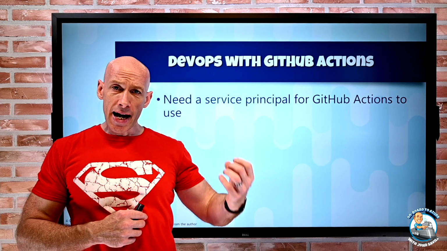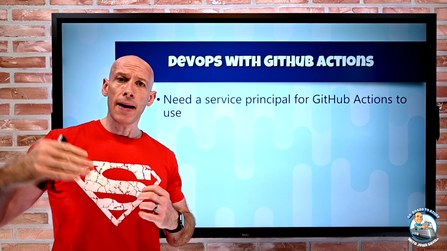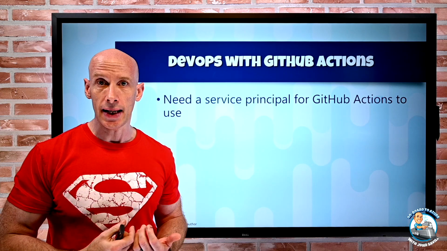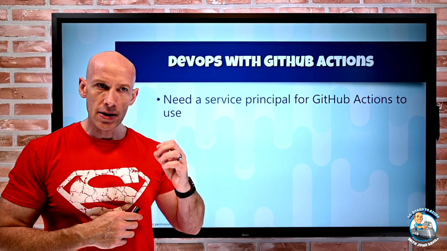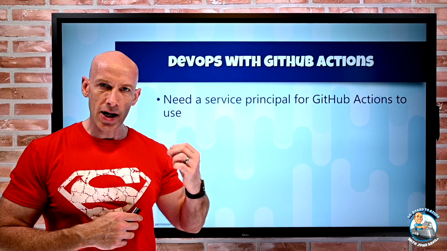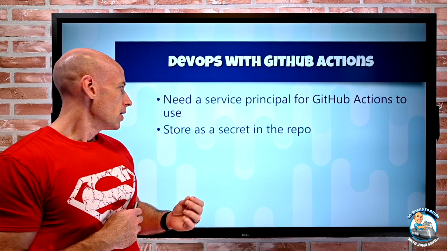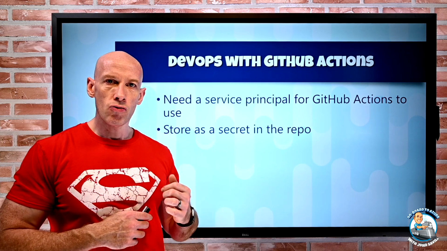Now, GitHub Actions is kind of that pipeline capability to do things with GitHub. Now I need a service principal. This is going to let it use this in GitHub Actions to talk to Azure. So I'm going to store it as a secret in the repo.